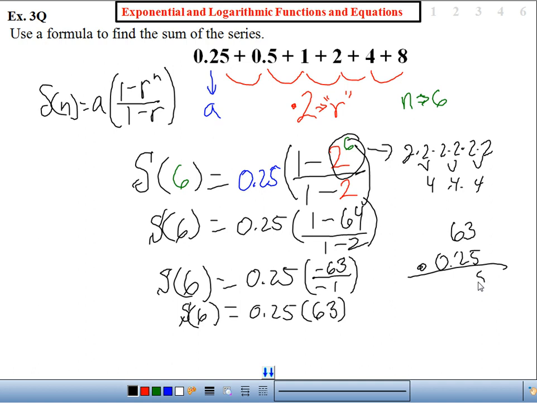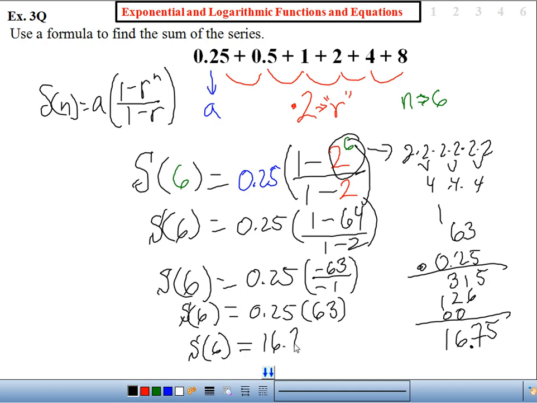5 times 3 is 15. I got 1. 5 times 6, that's 30 plus 1, 31. 2 times 3 is 6. 6 times 2 times 6 is 12. And 0, 0. We got 5, 7, 6, 1. How many decimal places? 2. So therefore the sum of these 6 terms, series, is 16.75.